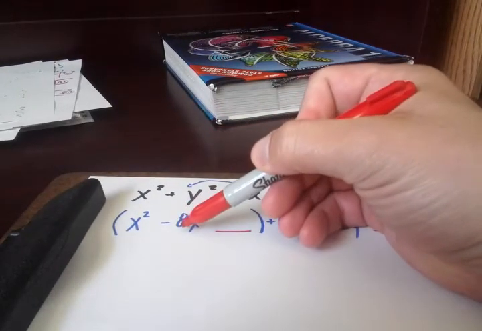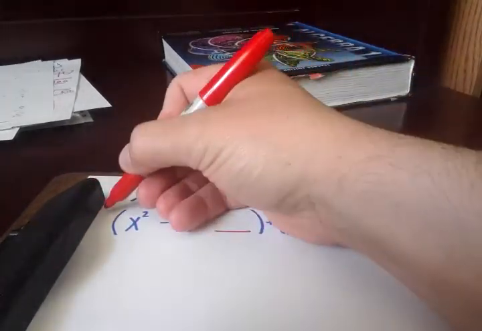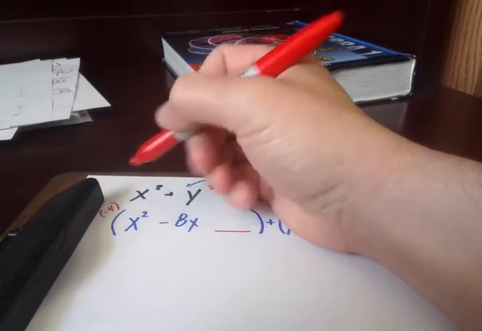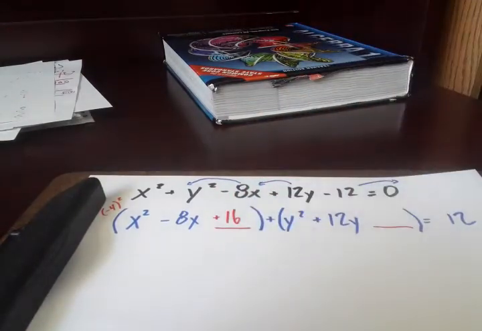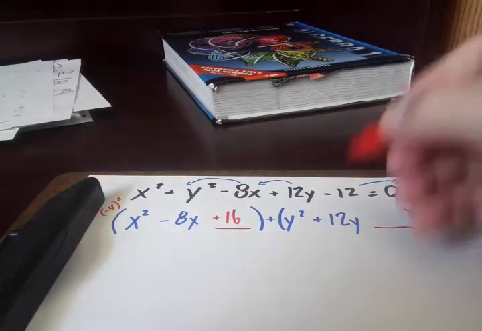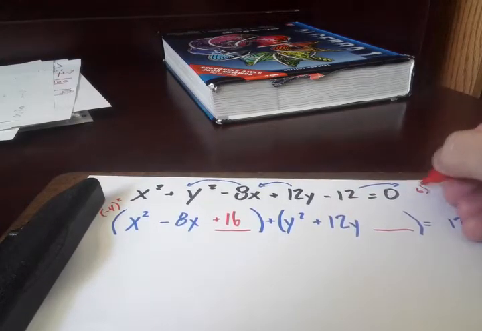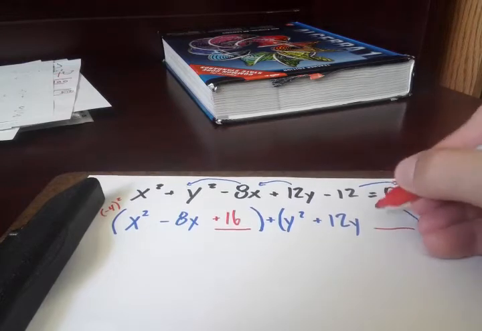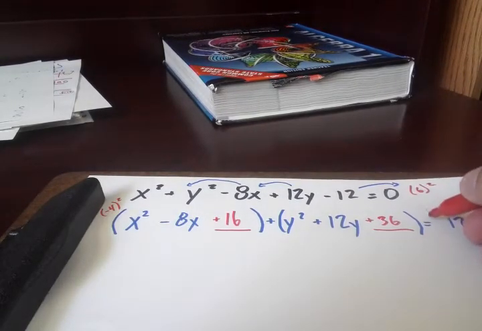Just a quick refresh on completing the square. We take the b value, take half of it, and square it. So what's half of this negative 8? Well, it's negative 4. And what's negative 4 squared? It's 16, right? So we're going to put a plus 16 in there. Let's do the same thing with our 12, because we have to complete the square for 12. What's half of 12? It's 6. 6 squared is 36.